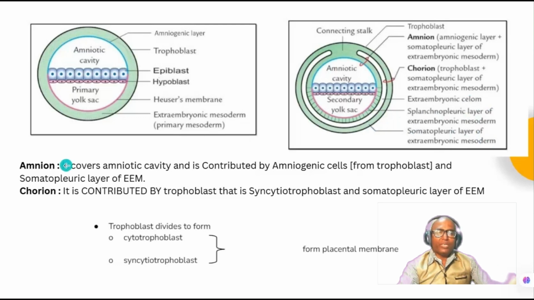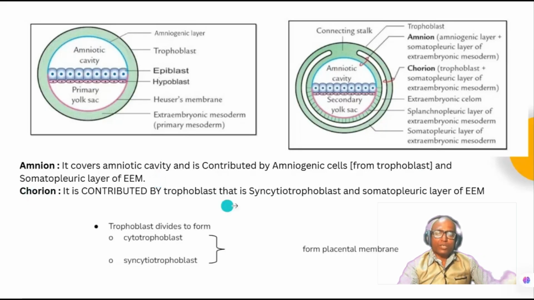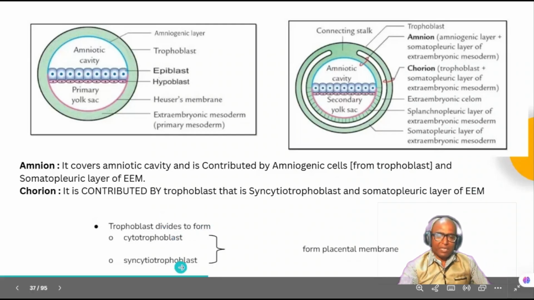So the amnion covers the amniotic cavity and is contributed by the amniogenic cells from the trophoblast and the somatopleuric layer of the extraembryonic mesoderm. The chorion is contributed by the trophoblast, that is the syncytiotrophoblast, plus the somatopleuric layer of the extraembryonic mesoderm. The trophoblast divides into cytotrophoblast and syncytiotrophoblast and will form the placental membrane.